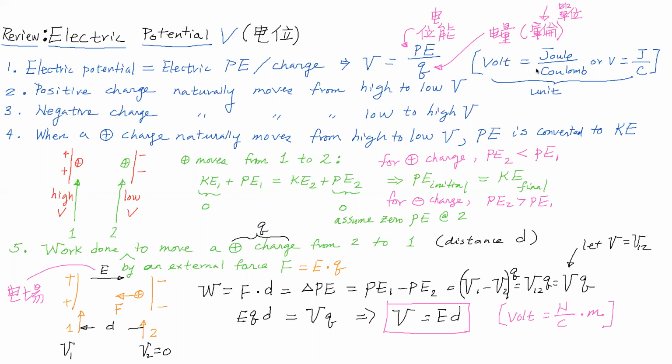In terms of units, V's unit is volts, and PE is joule, and Q is coulomb. You can also write it like that.